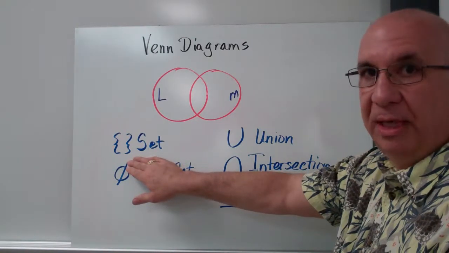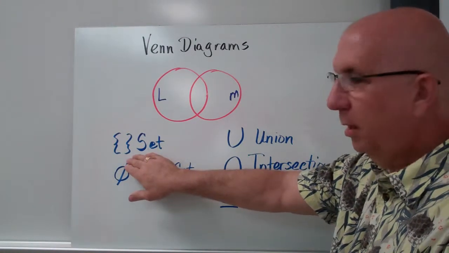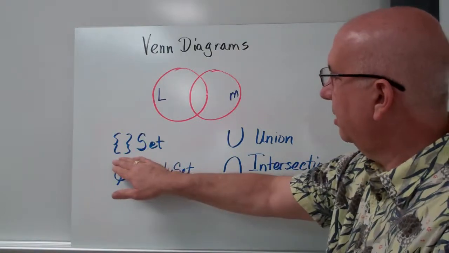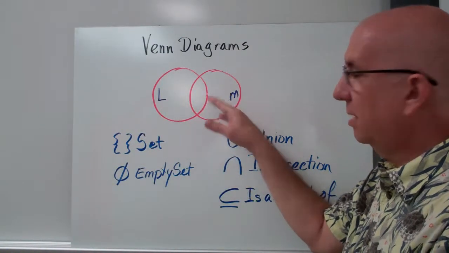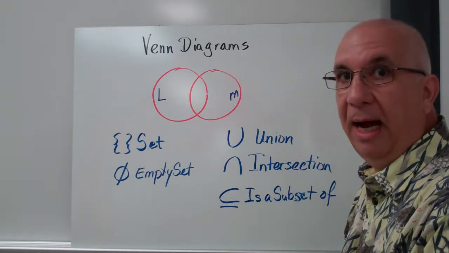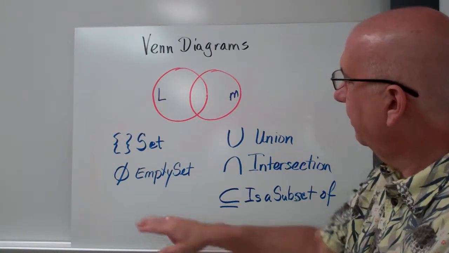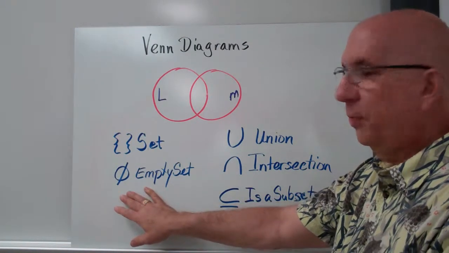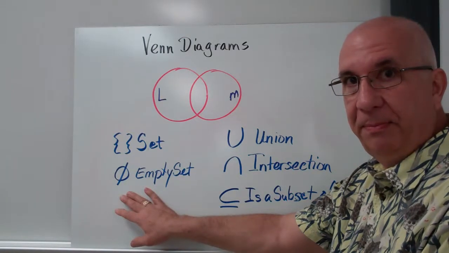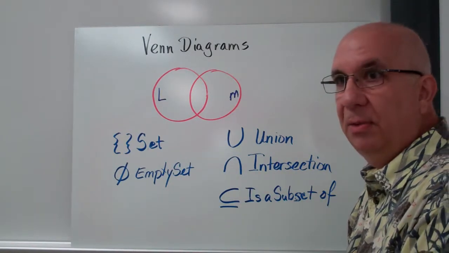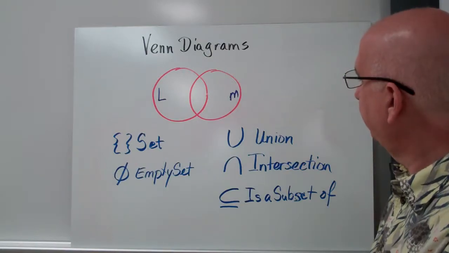This is the symbol for set. We have open brackets, then closed. In between this set of brackets, you would list the numbers, if this is a set of numbers, or things, or items, or whatever it is you have a set of. This is the symbol for an empty set. Empty set simply means there is no answer to the question.